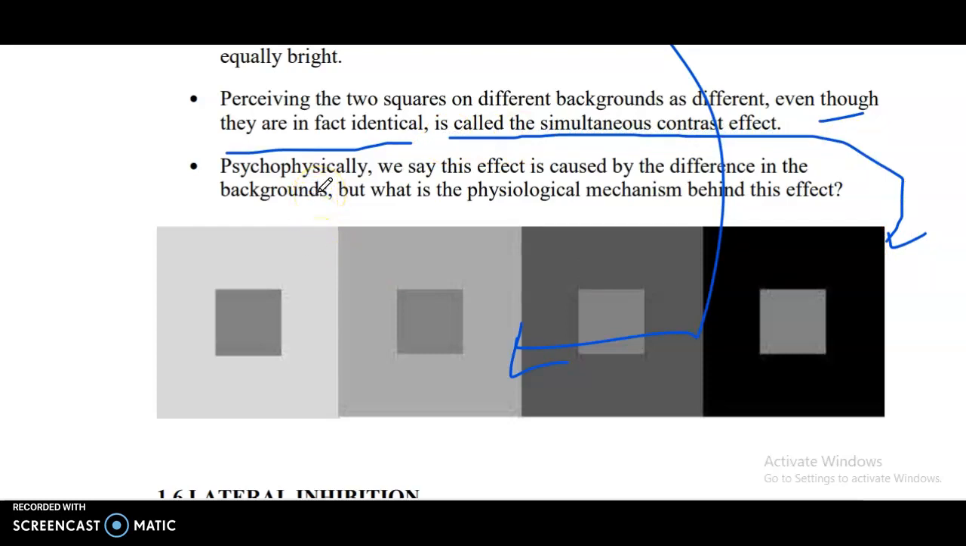Physically, we say this effect is caused by the difference in the backgrounds. But what is the psychological mechanism behind this effect?